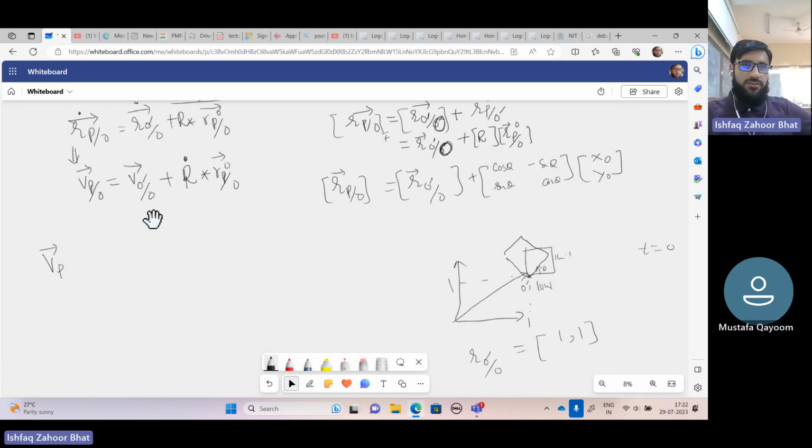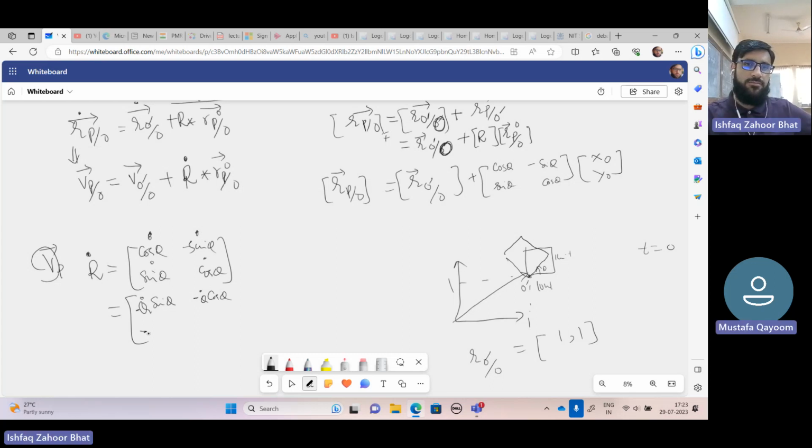So now, see, what is this R dot? This is nothing but the dot of cos theta, sine theta, and minus sine theta, cos theta. So it is the dot of each entry. And what is this equal to? It is d by dt of cos of theta, which is minus sine of theta and theta dot. So minus theta dot sine of theta. Then minus theta dot cos of theta... sorry, plus theta dot cos theta, minus theta dot sine theta. Is it okay?